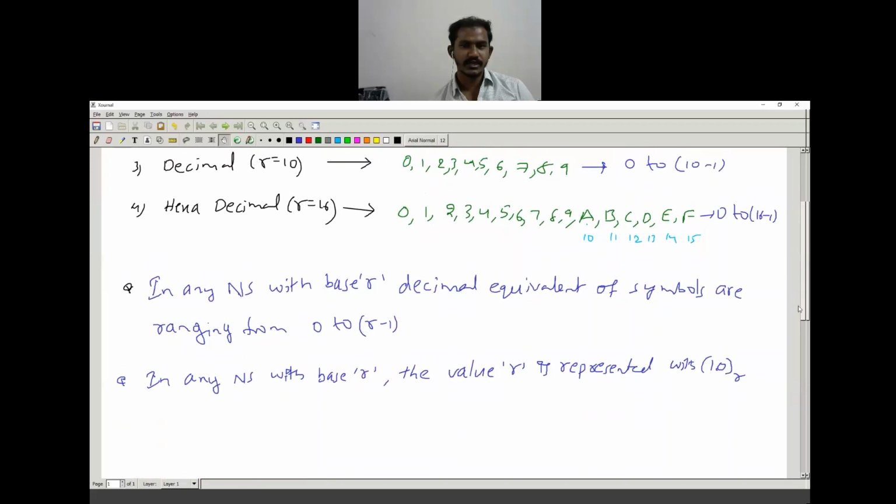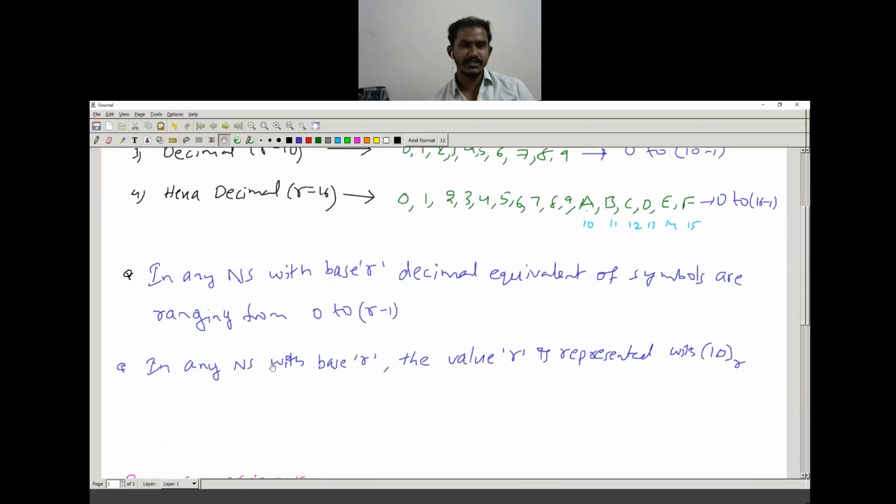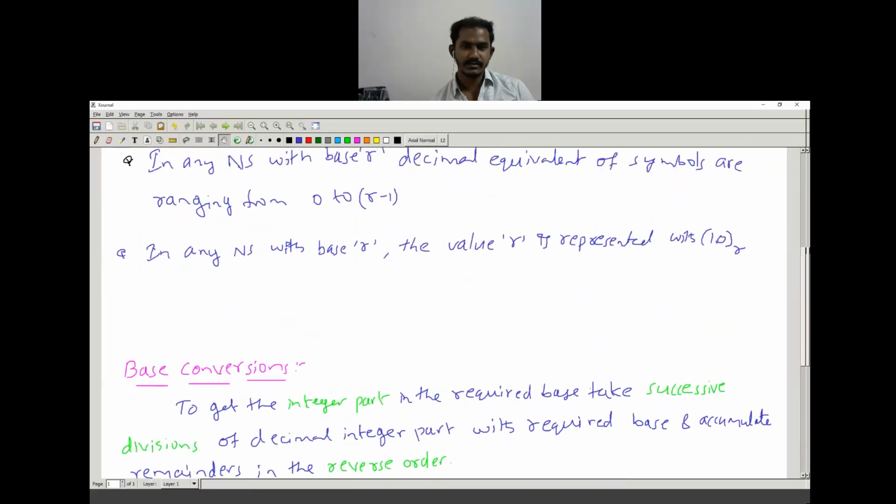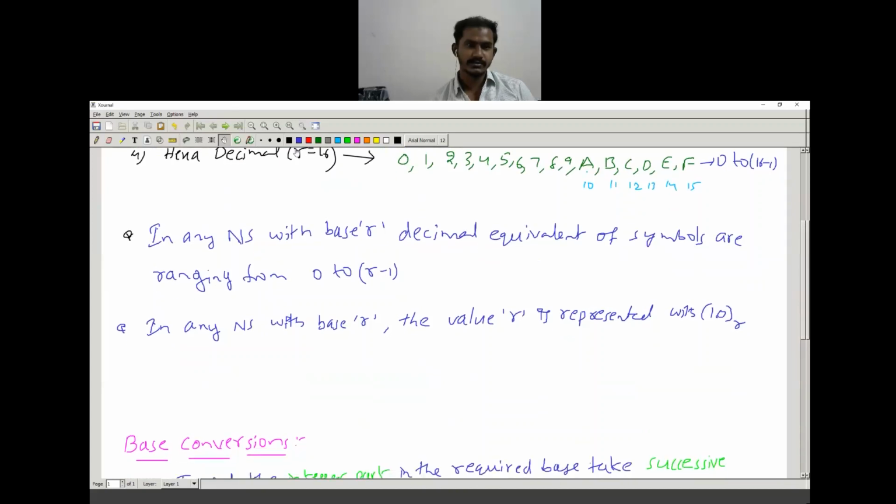Okay, you can observe one more point here. In any number system with base r, the value r is represented with 10 base r. Let me explain that one. So observe this second point. In any number system, I'm writing NS for number system, but you should not write NS in your examination. This I'm writing for the time being as a shortcut. You should not write this type of shortcut in your exam. So in any number system with base r, the value r is represented with 10 base r.